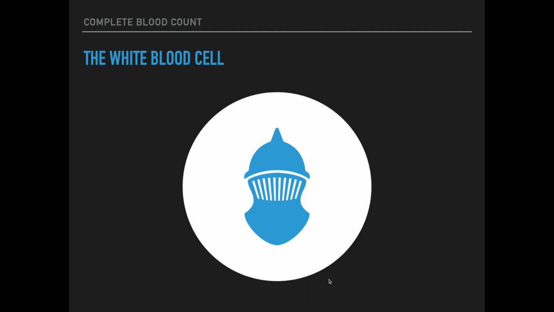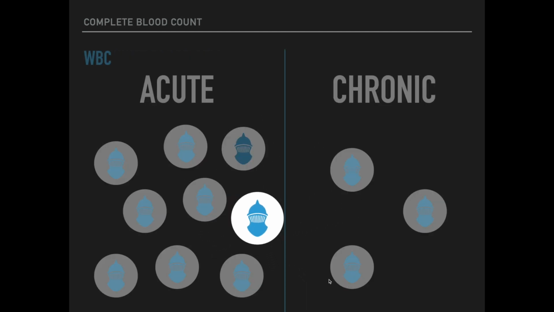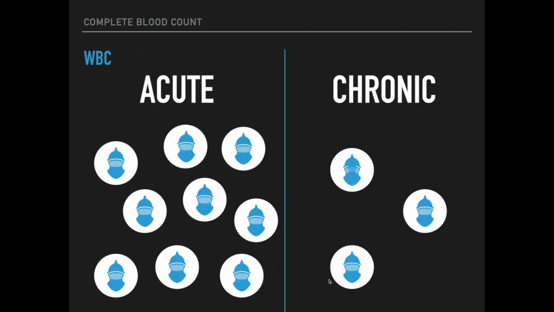Talking about the white blood cells first. If they're elevated, that means the total size of the army is elevated. It means that there is likely an acute infection. If they've been thinned out, that's more likely to be a chronic issue.